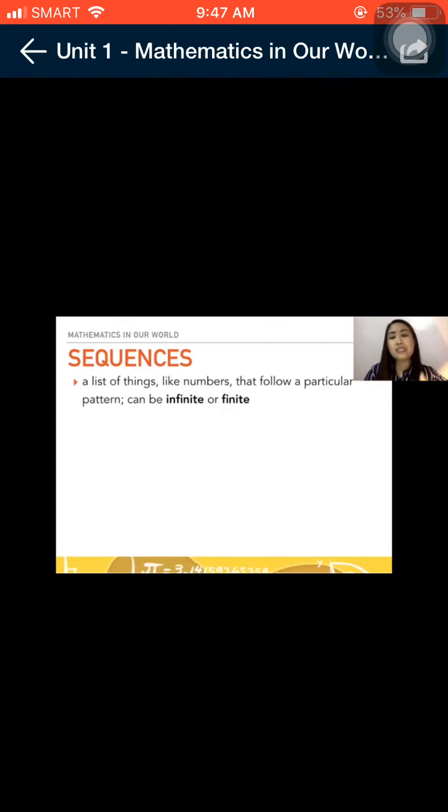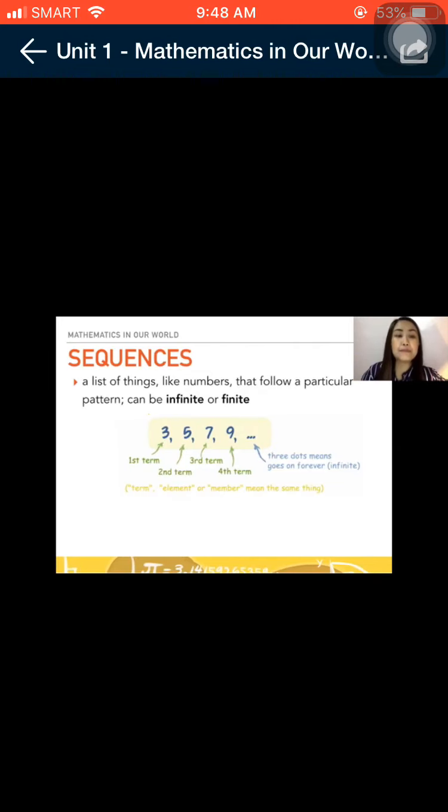And then these sequences can be infinite or finite. When we say infinite, that means it goes on forever. Right? So there's forever in mathematics because there are infinite sequences, or they can be finite, meaning it ends somewhere. There is a limited number of terms in the sequence.